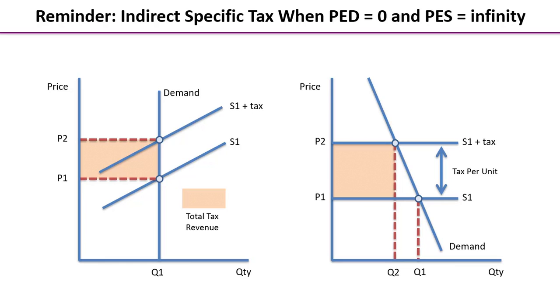The diagram on the right, we have a regular demand curve this time, but something a little bit odd going on. We have perfectly elastic supply, so that's a horizontal supply curve. And again, you can see the tax revenue indicated there. So that's just a reminder of some of the things we looked at back in online lesson 1.